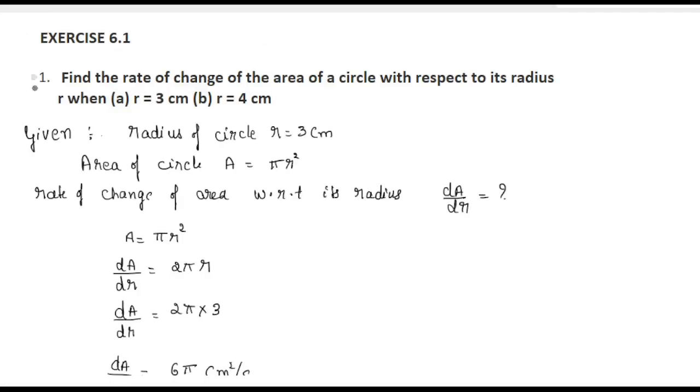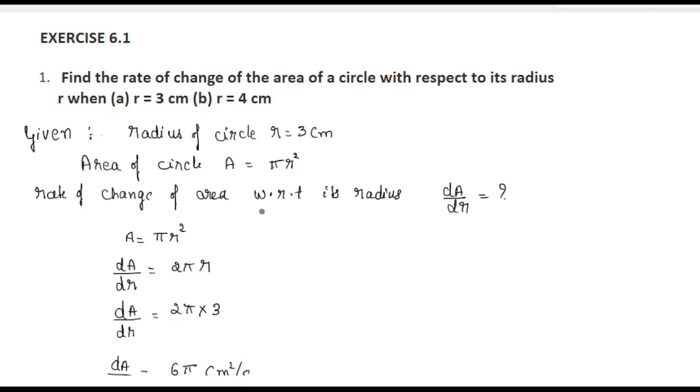Exercise 6.1, first question. Find the rate of change of the area of a circle with respect to its radius r when, there are two questions here, when r equal to 3 centimeter and when r equal to 4 centimeter. So given the radius of the circle is 3 centimeter, we need to find the rate of change of area of circle with respect to radius, that is dA by dr. What is given? Radius of circle r equal to 3 centimeter. We know the formula for area of circle, A equal to pi r square.